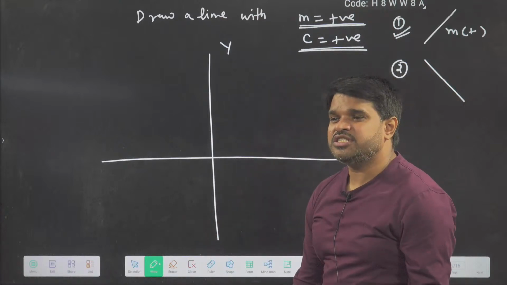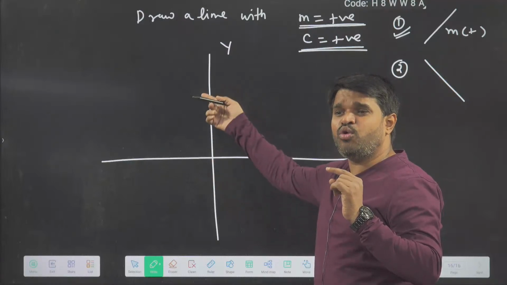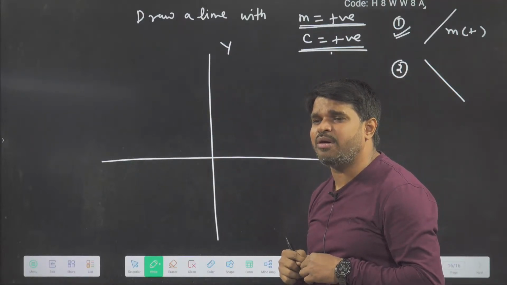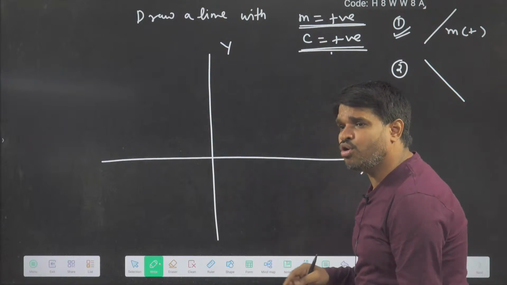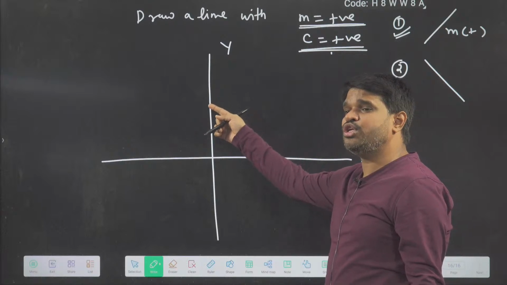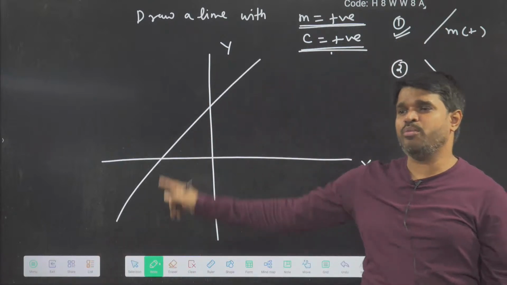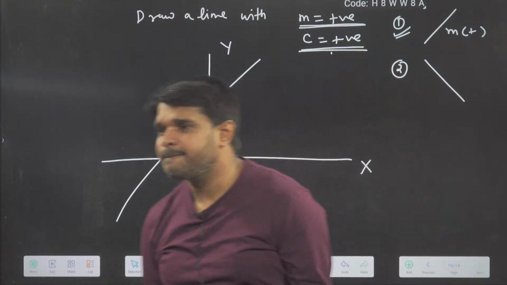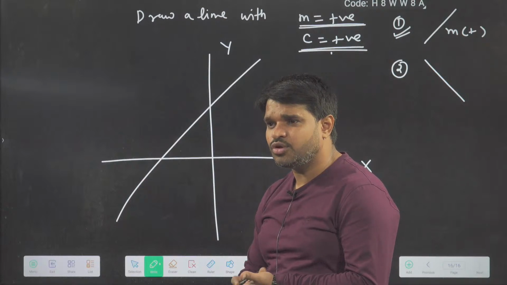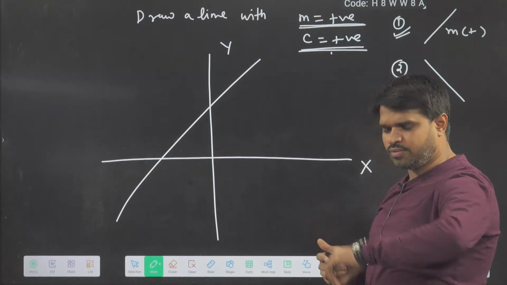C is positive. So should I cut the line above origin or below origin? C is positive, so above. So I should make a line passing above origin, something like this. Okay, so the line will be like this. How many of you got this? I hope many of you got it. Okay, clear? Done.